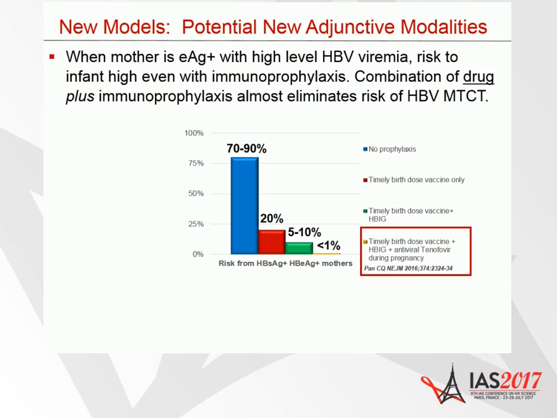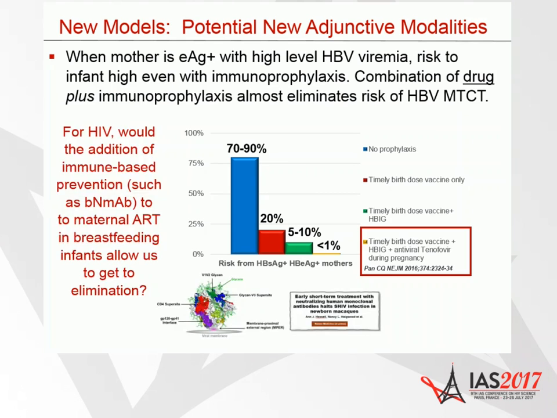And most recently, last year, they showed that if you combined tenofovir during pregnancy with immunoprophylaxis, you could almost eliminate hepatitis B transmission even in this high-risk group. So I would say for HIV, would the addition of immune-based prevention, such as broadly neutralizing antibody, to maternal treatment in breastfeeding infants allow us to get to elimination?